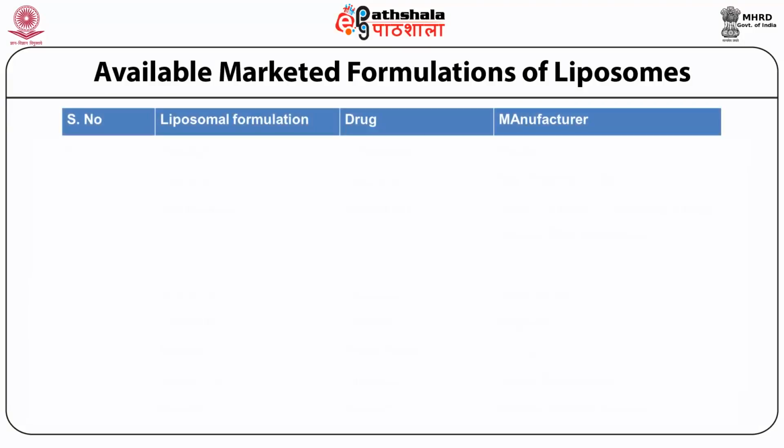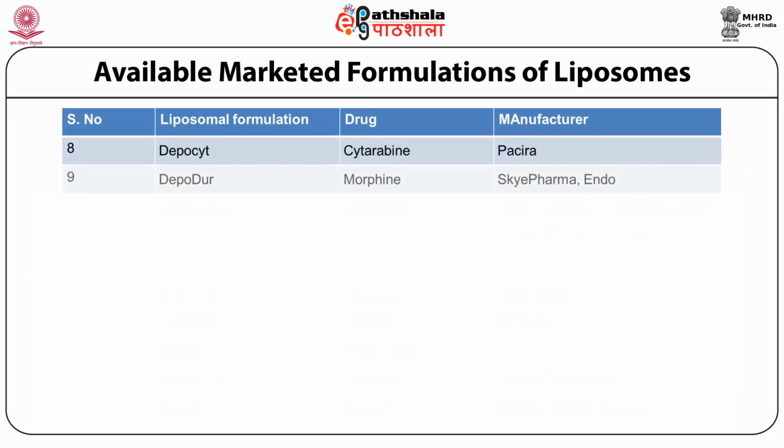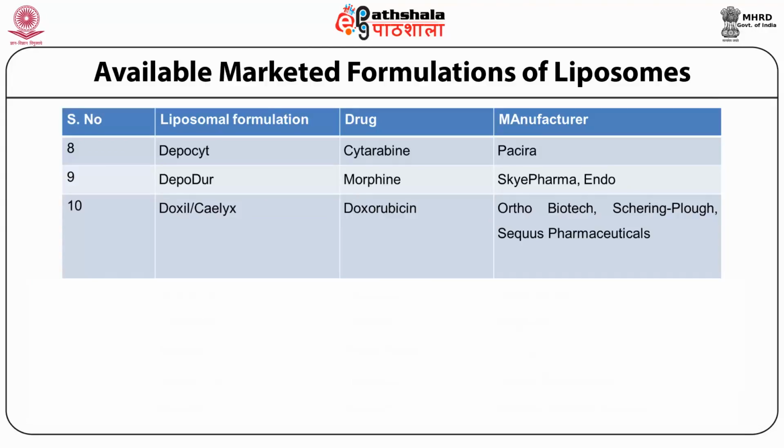Other examples of different drugs include DepoCyt, containing cytarabine, by Pacira. Another example is morphine, under the name DepoDur, by SkyePharma and Endo. Doxorubicin is also encapsulated in liposomes, which is available under the brand names Doxil and Caelyx by Ortho Biotech, Schering-Plough, and Sequus Pharmaceuticals. Paclitaxel is available under the brand name LEP-ETU by NeoPharm.